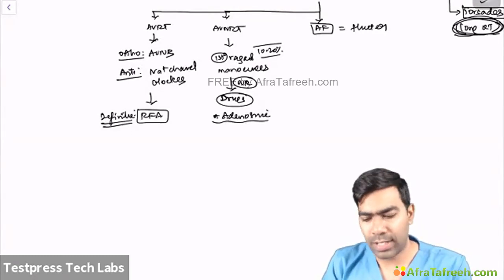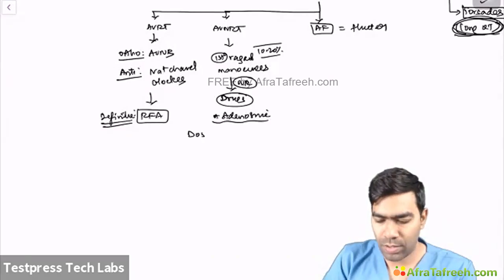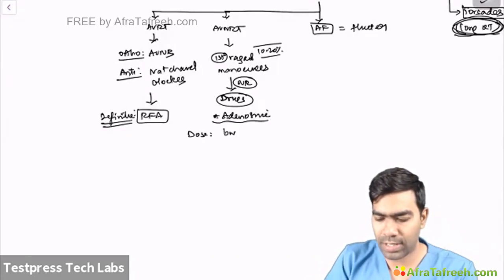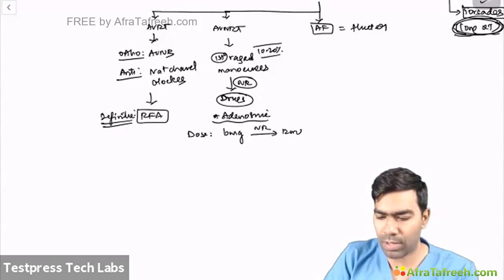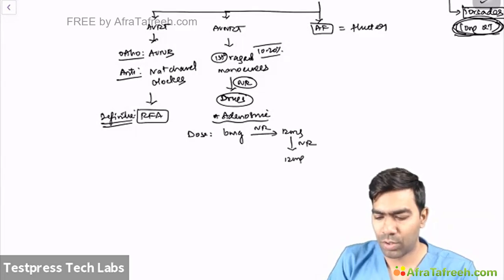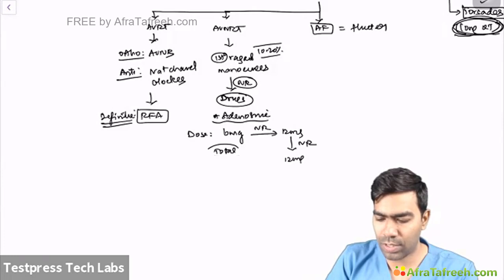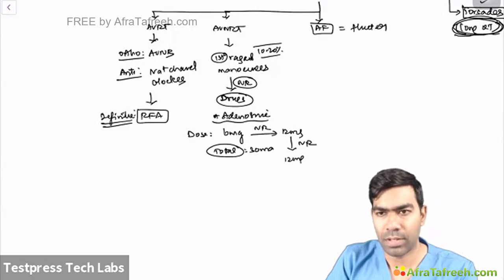So adenosine, you have to know the dose of adenosine. That's really important. The first dose I'll try is 6 milligram. If it doesn't respond, second dose I'll give 12 milligram. And if it doesn't respond, third dose I'll give 12 milligram. So the total dose I can use is approximately around 30 milligram.